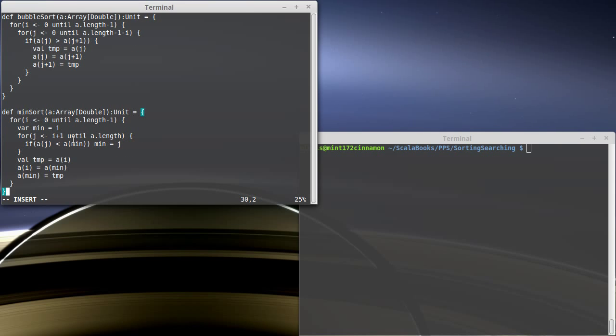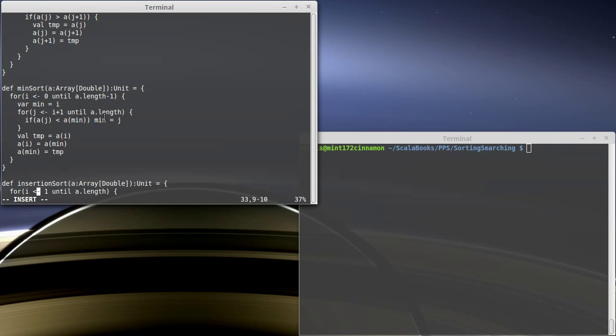What about our min sort? Well, it turns out we have the same structure here. We have a for loop that goes n minus 1 times, and we have an inner loop that the first time it goes n minus 1 times, and the next time it's n minus 2, n minus 3. Same thing happens here for the comparisons.